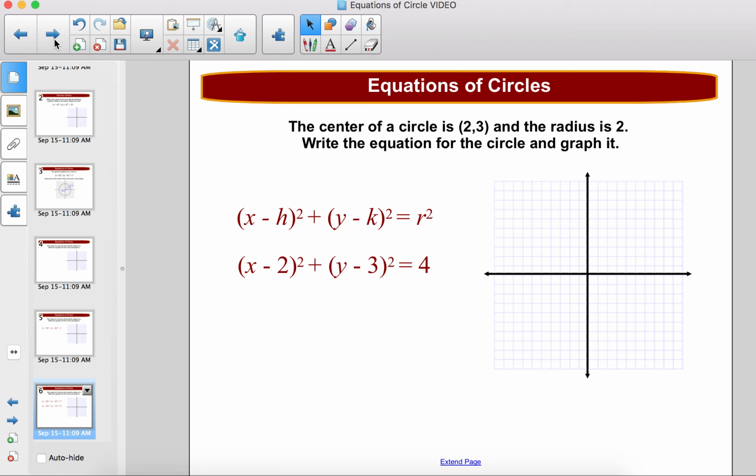All right, it does ask me to graph it. So what I'm going to do is go back to this part up here. (2, 3) is the center. So we're going to plot a dot at (2, 3). There it is, (2, 3).